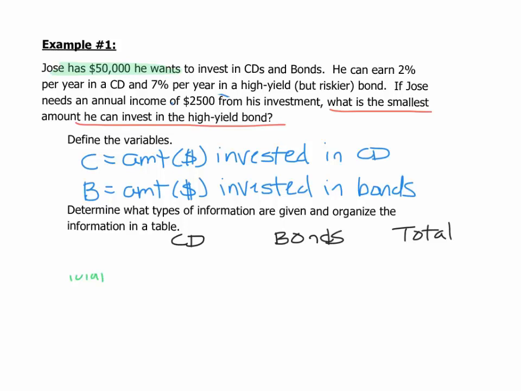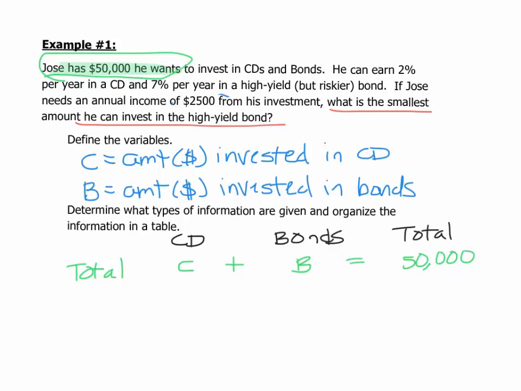When I'm trying to organize my information, I frequently have information about different variables. So I have information about my CDs, I have information about my bonds, and there's typically some sort of information about the total. In this first part of the sentence where it says Jose wants to have $50,000, this gives us information about the total invested. We know we're going to have C dollars in the CD, B dollars in the bonds, and that's going to give us a total of $50,000. This can make an equation: C plus B has to equal $50,000.